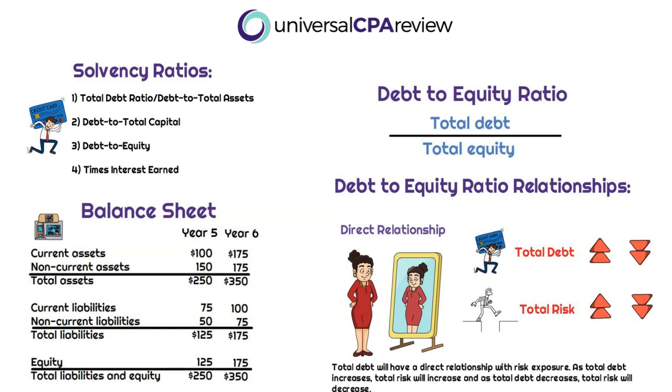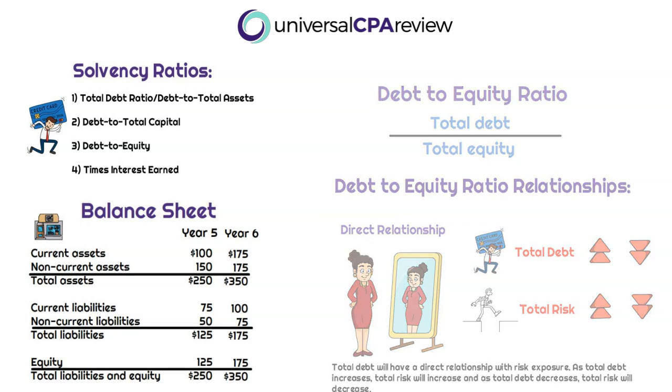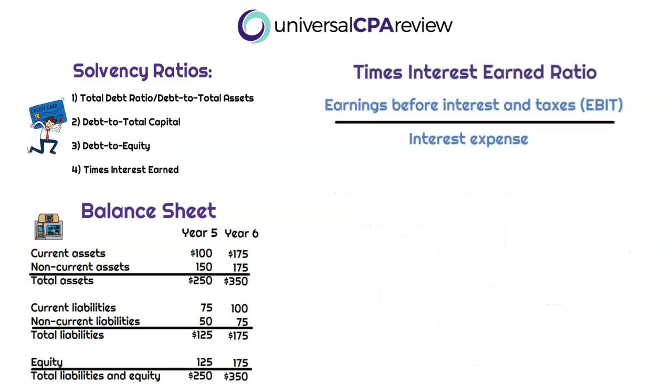So that is how we can interpret the ratio. If it goes up, debt's been added and the risk also has increased for the company. The last solvency ratio is called the times interest earned ratio, often referred to as the TI ratio or the interest coverage ratio. And as you can see in the formula, it's just the earnings before interest and taxes. That's EBIT. Sometimes it could be operating income, and we divide that by interest expense.